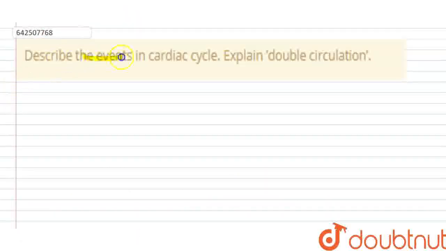Hello everyone. So the question over here says: describe the events in the cardiac cycle and what is double circulation. So let us understand with the help of the diagram.